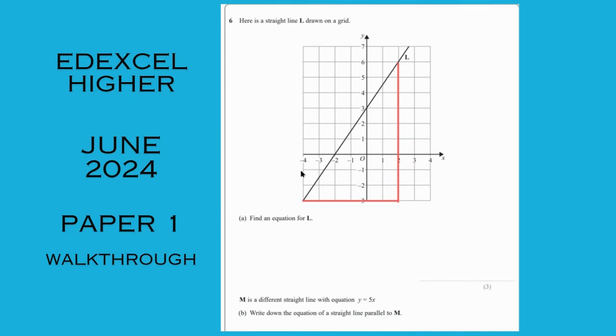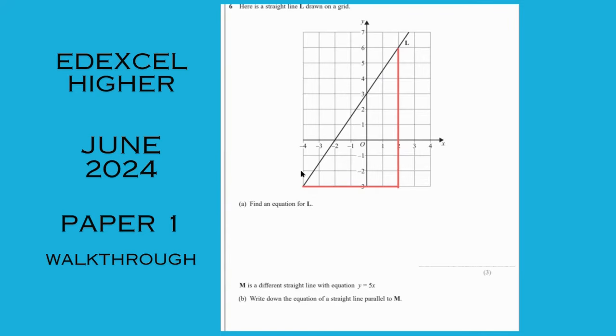Number 6. I've already drawn on quite a large triangle, the largest one that sensibly fits on. You could have drawn one much smaller like so. Doesn't matter. I always prefer to draw the largest one possible because it's better habits for when you're estimating the gradient of a curve. So find an equation for L.